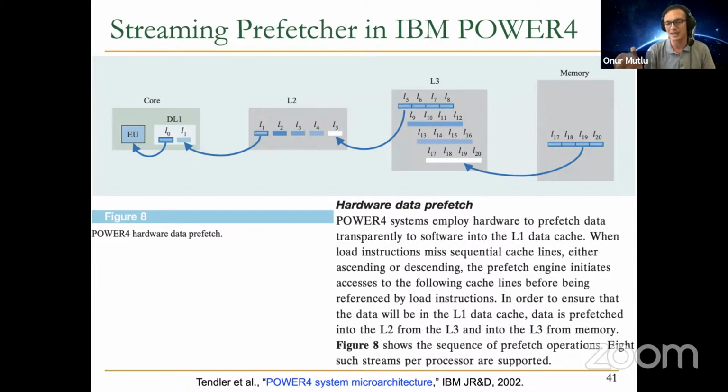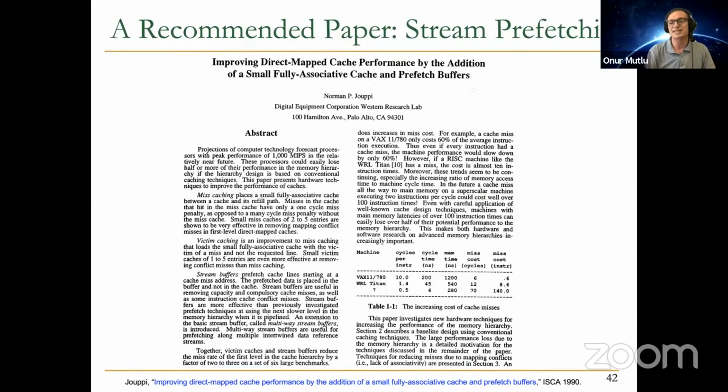And I'd recommend looking into this if you're interested. Existing Intel processors have even more sophisticated examples, but Power 4 is relatively old. Many existing processors have similar sophisticated prefetchers. And this is an early paper that actually introduced the idea of stream prefetching in a similar manner. And if you're interested, I'd recommend looking into it.